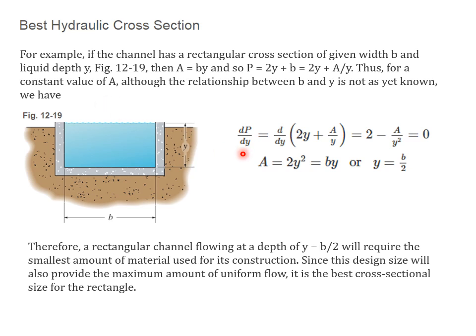So we can take a derivative of P with respect to y and set this equal to 0. And if we do that, we find A is equal to 2y squared, which is obviously b times y, so y is equal to b over 2. Therefore, a rectangular channel flowing at a depth of y equals b over 2 will require the smallest amount of material used for its construction. Since this design size will also provide the maximum amount of uniform flow, it is the best cross-sectional size for the rectangle. And you can repeat this exact analysis for other shapes.